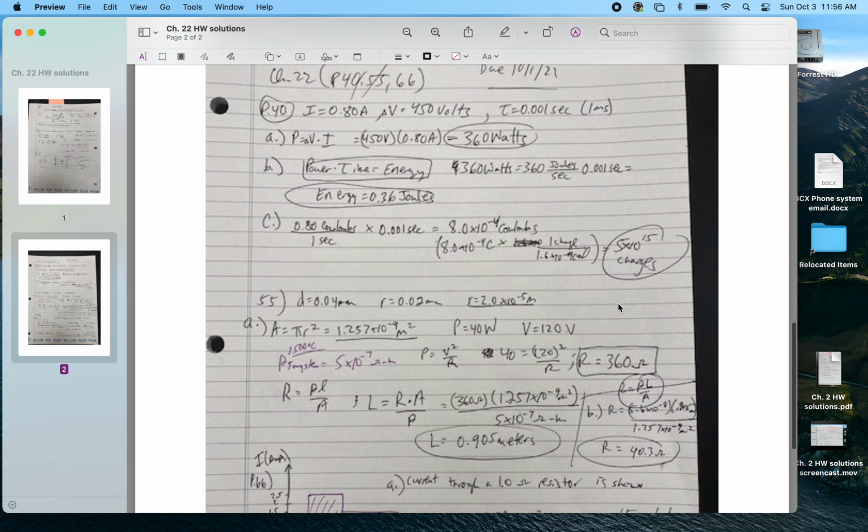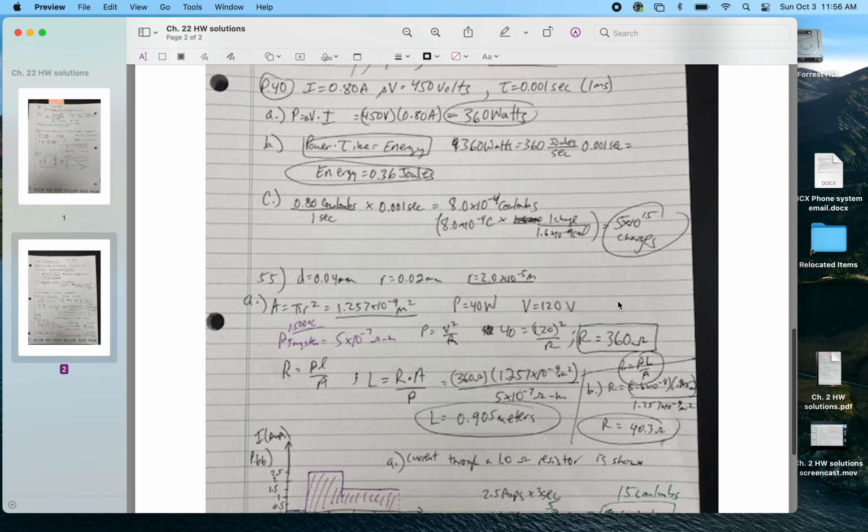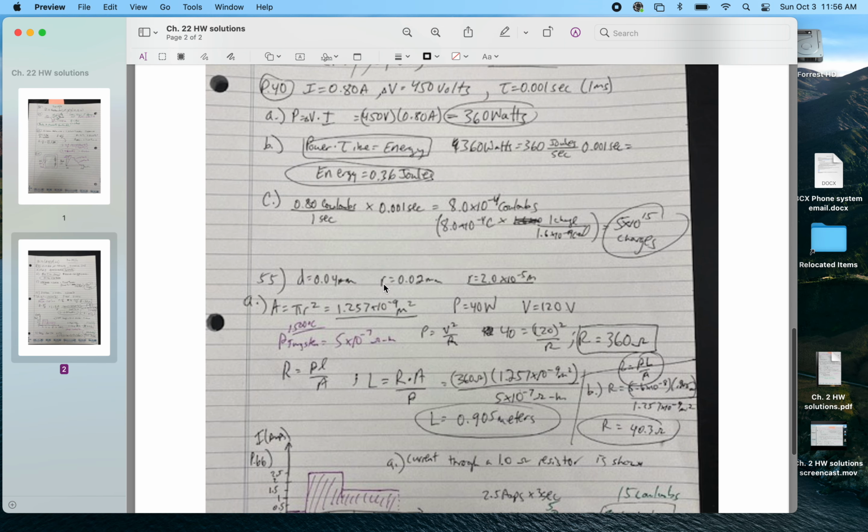Problem 5 we went over in class. Annoyingly, I sort of squished it over here for part B because I forgot initially to do part B. So the diameter of the wire was 0.04 millimeters. The radius was 0.02 millimeters. That radius is 2 times 10 to the negative 5th meters. We're really asked to find the length of this wire. It's tungsten at 1500 Celsius, so I go to my table and look up the resistivity, which at this temperature is 5 times 10 to the negative 7th ohm meters.